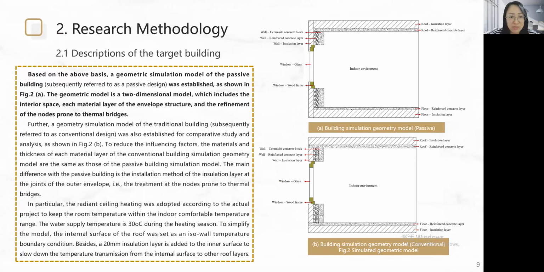The water supply temperature is 30 degrees during the heating season. To simplify the model, the inner surface of the roof was set as an ISO temperature boundary condition. Besides, a 20 mm insulation layer is added to the inner surface to slow down the temperature transmission from the internal surface to other roof layers.